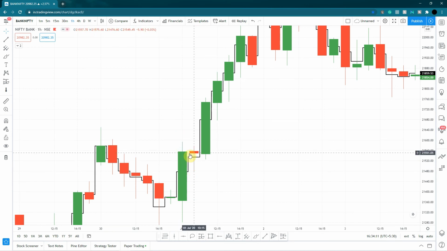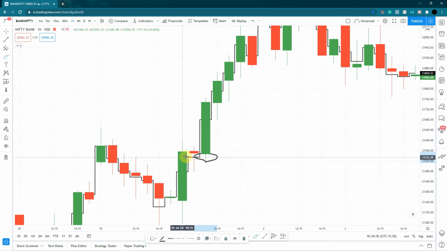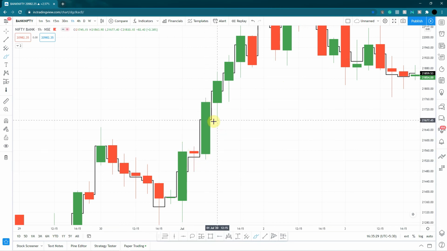Let's say you missed this entry, or maybe you wanted to wait and see for another confirmation and you want to enter in the third candle. All you have to do is see the mean of the second candle, which is right here. And as you can see, I hope it's visible, the candle came below right till the mean of the previous candle and then went higher. So if you missed your entry here, you could have entered right here.